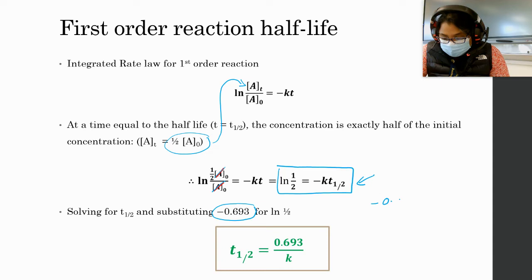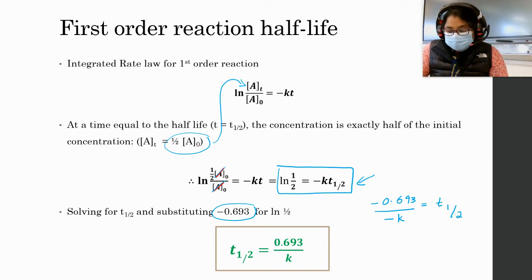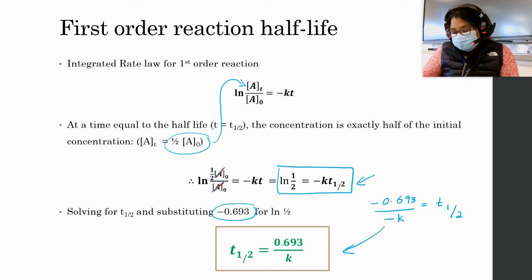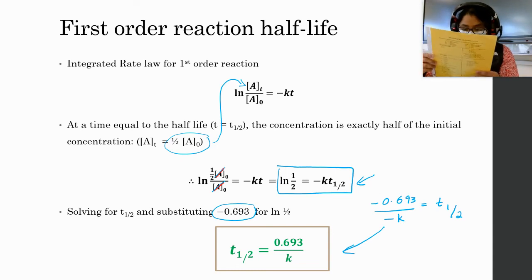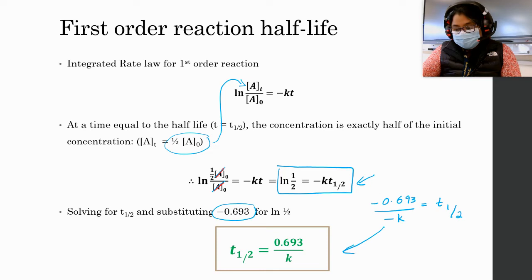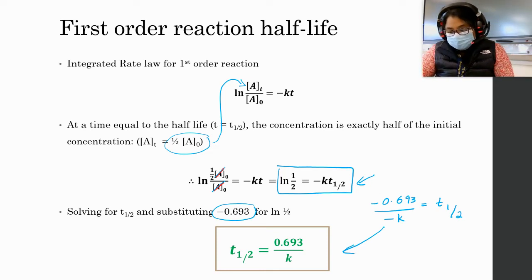So it's going to be just negative 0.693 over negative k is equal to T1/2. The negatives will cancel each other out, giving you this expression, T1/2 is equal to 0.693 over k. Now I think, yeah, the first order half-life equation is actually given in your equation sheet. You don't have to memorize this.